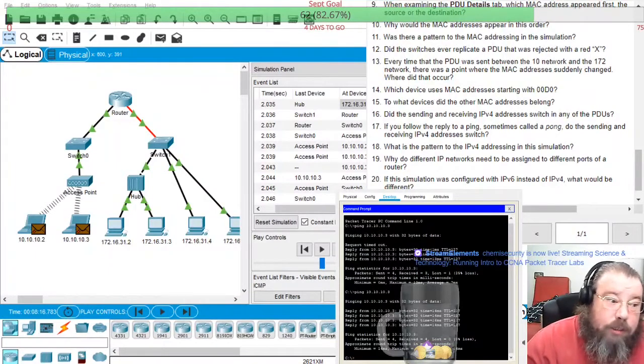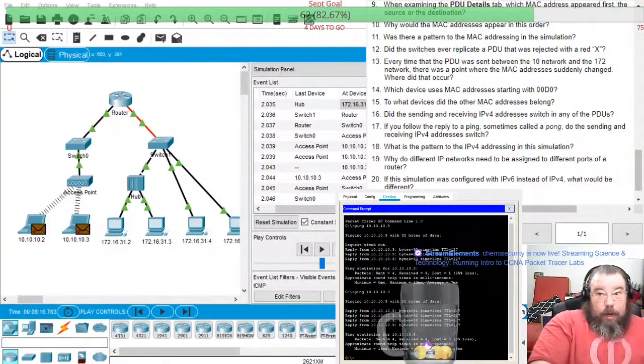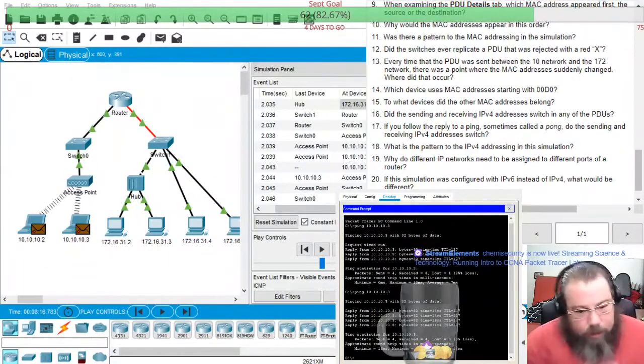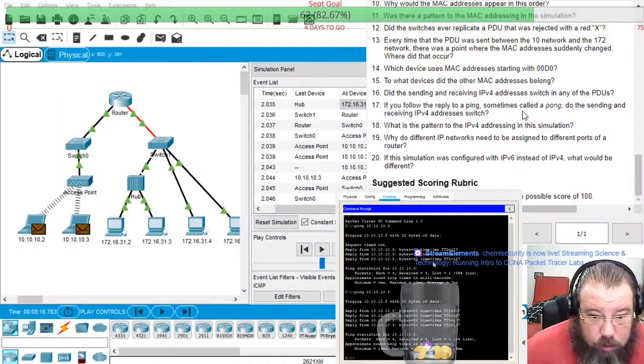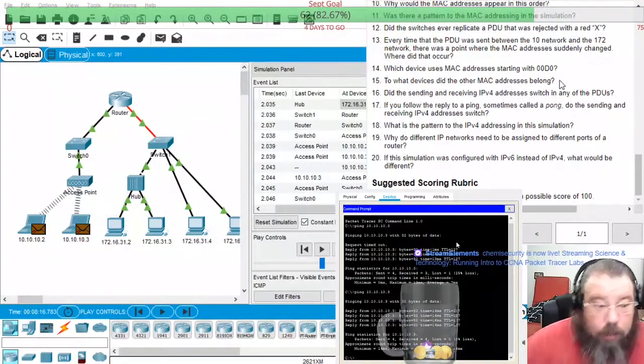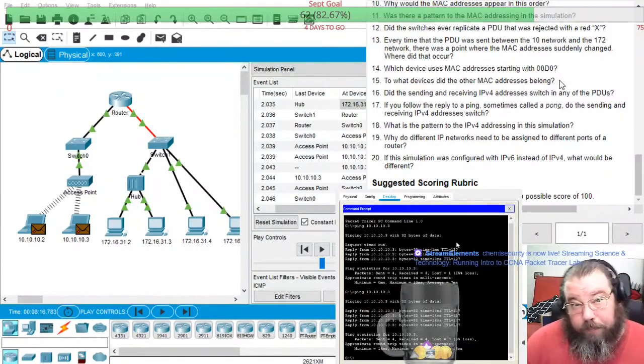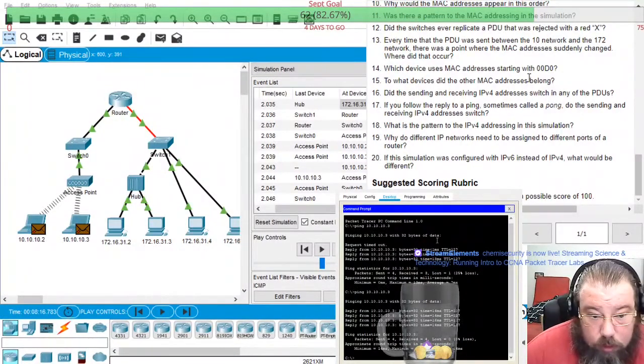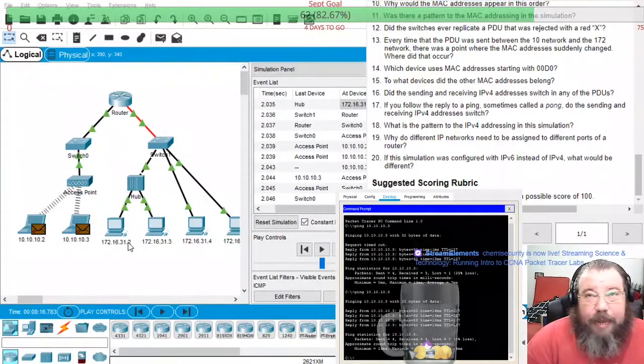That occurred once the 10 network 3 received the packet, and as soon as it created a packet to respond to the ping request. Was there a pattern to the MAC addressing in the simulation? Yes. If it's being sent from the 172 network, that one's first and the other one's second. But once it starts being sent from the 10 network, it's going to be flipped. Starting with 00D0, that's going to be 10.10.10.3. The other MAC address belongs to 172.16.31.2. Basically, the 00D0 belongs to the device that you're pinging, and the other one belongs to the device that you're pinging from.